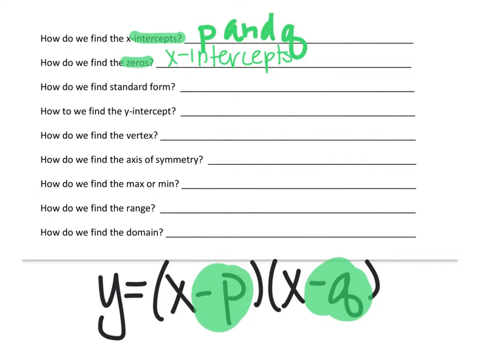Looking back at the front, the next thing on my list is how do we find standard form? Well, in order to find standard form, I'm going to have to do some multiplication. I'm going to have to multiply out my problem, either using the box method or double distributing, so that I can actually find standard form.